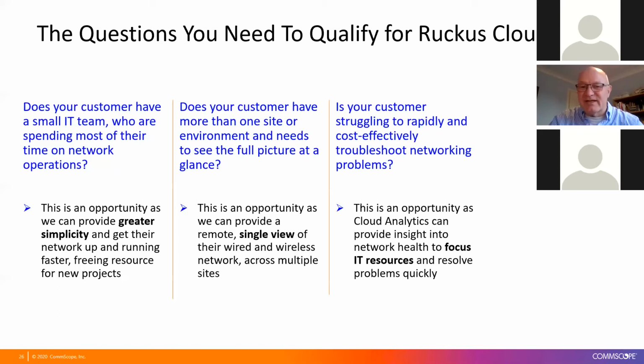Struggling to rapidly and cost efficiently troubleshoot? That's where cloud analytics adds in this artificial intelligence that's looking at the problems in the network, categorizing them in terms of our help desk style P1, P2, P3, P4 priority levels, allowing that IT guy or IT manager to zero in on the most important problems and be told what the solution is going to be from that system as well.